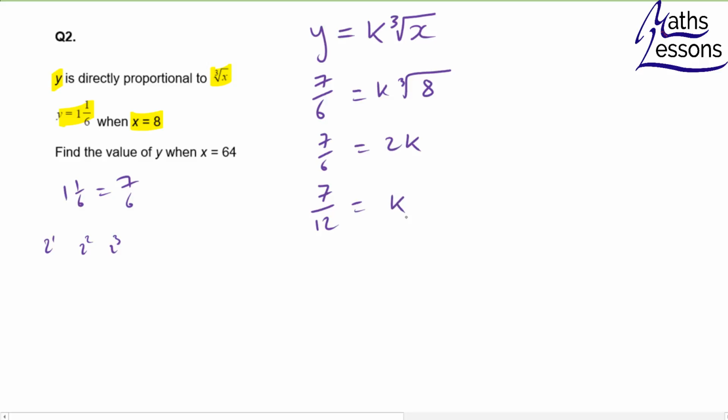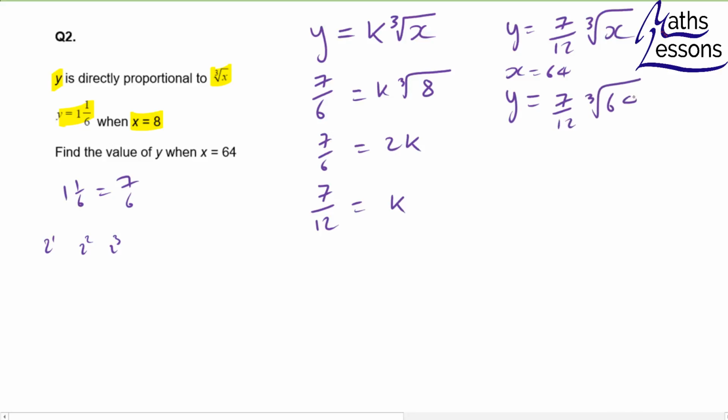So we now got the formula. We now know that y is equal to 7 over 12 times by the cube root of x. And we want to find the value of y when x is 64. So put in x equals 64, and we get 7/12 times by the cube root of 64.